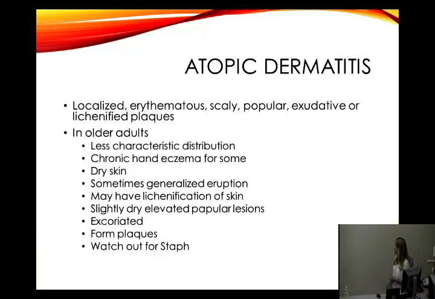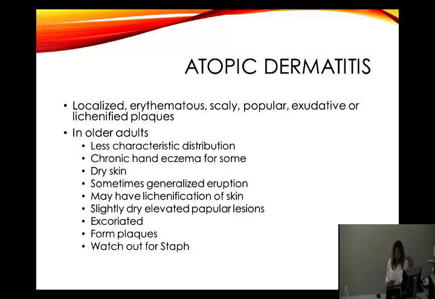So atopic dermatitis, this is localized erythematous, scaly, oh, I'm sorry, I have a typo in there, papular, exudative, or lichenified plaques. So that's a lot of descriptive terms in there. Not all dermatitis has all of that. It can be any part of that description up there. So we do talk about this in the pediatric derm lecture, but it looks a little different in adults. So I just wanted to mention here that it has less characteristic distribution.